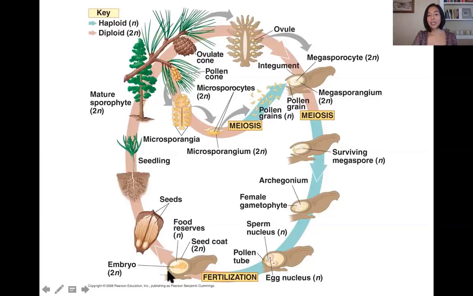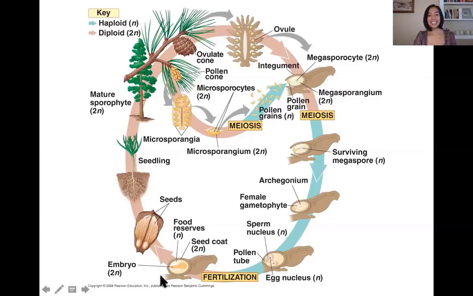This embryo will have the food reserves or food supply that is the part of the gametophyte, which is haploid. And we are going to have also the seed coat. And the seed coat, remember, it's diploid because that's the part of the integuments that just became really, really hard as development occurs.